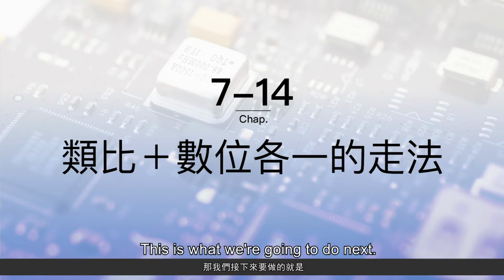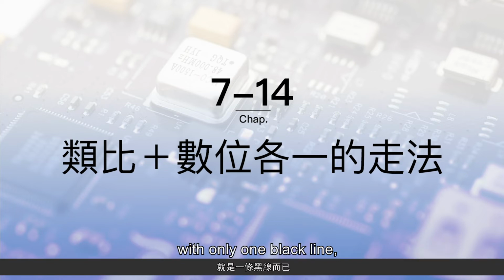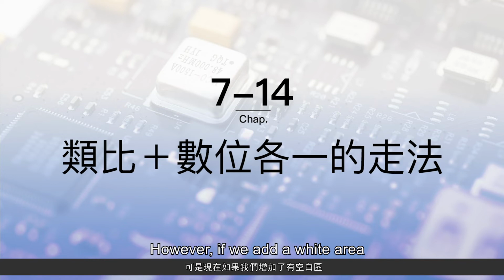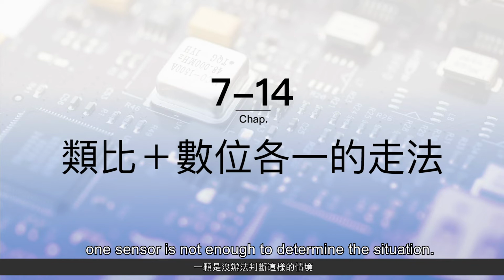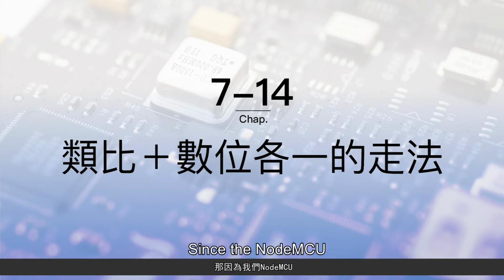This is what we are going to do next. The situations we encountered earlier were quite normal, with only one black line, so we only needed one sensor. However, if we add a white area and a cross area, one sensor is not enough to determine the situation. Therefore, we need to add another sensor. Since the node MCU only has one analog pin, the other one must use a digital pin.